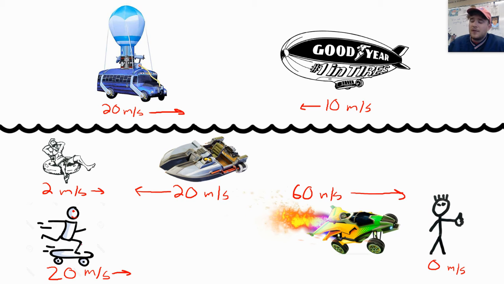The skateboarder is moving 20 meters per second to the right, and the battle bus is also moving 20 meters per second to the right. How fast is the battle bus going relative to the skateboarder? The answer would be, it's not moving. It's not going any speed relative to the skateboarder. Now, I know what you're saying. Well, it is moving. Well, yeah, but you're still stuck in that whole ground mentality.